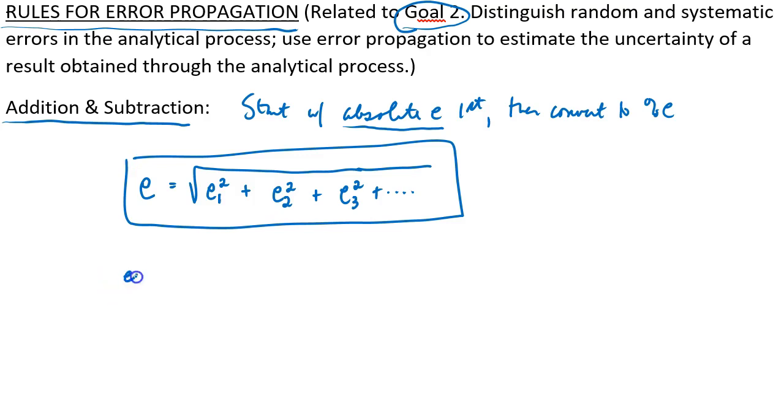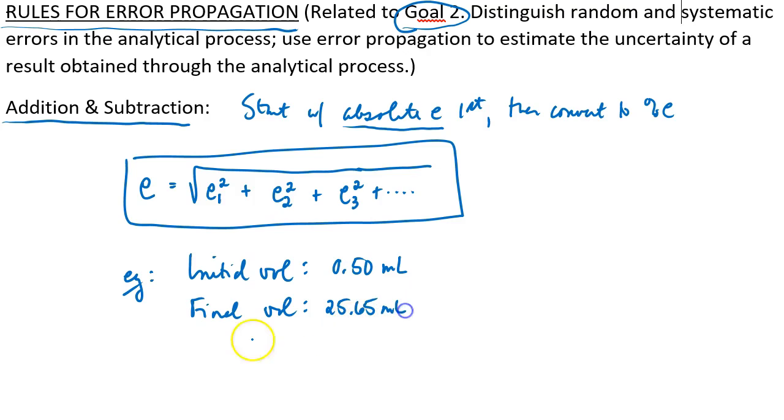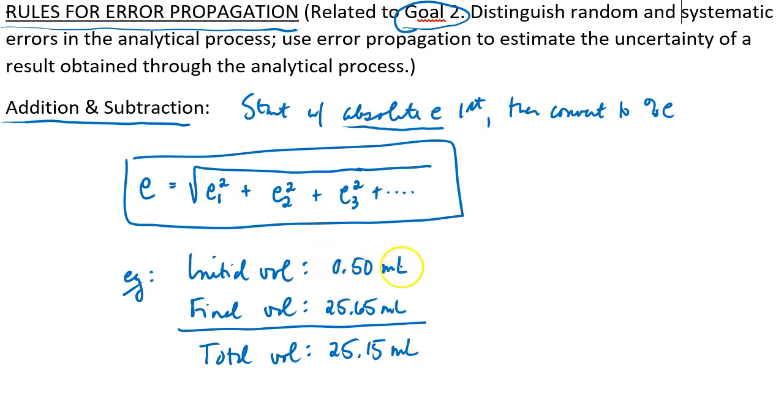So why don't we try an example, and let's imagine that we were doing a titration. When we began the titration, we recorded our initial volume, let's say, as 0.50 milliliters. We did the titration, and then we recorded our final volume as 25.65 milliliters. So we computed our total volume as 25.15 milliliters.